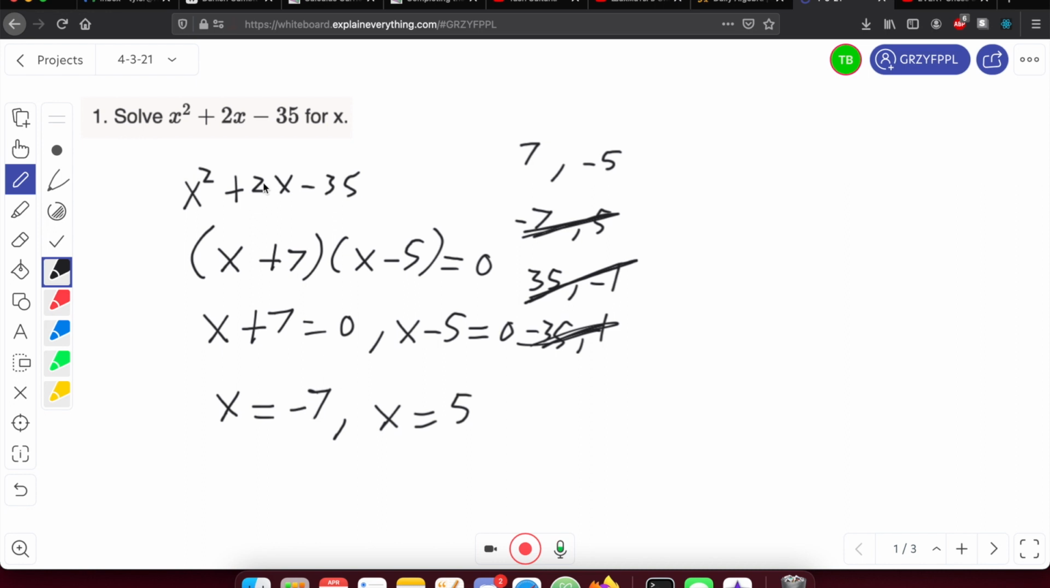Now if we want, we can plug these into this expression and find whether they simplify down to 0. But we're not going to bother doing that. You can do that if you so choose. This is how you would solve for x in this problem.